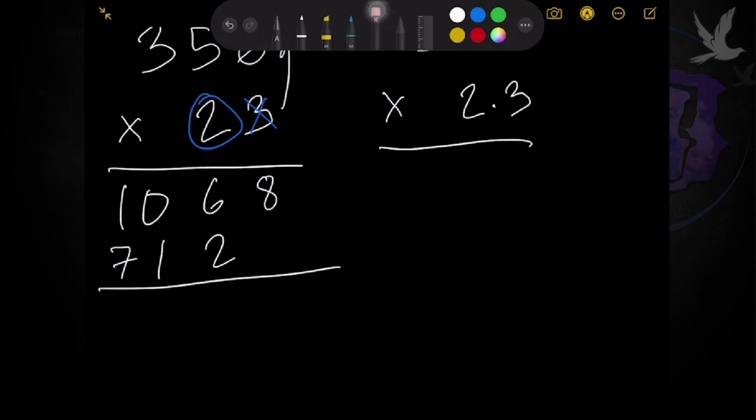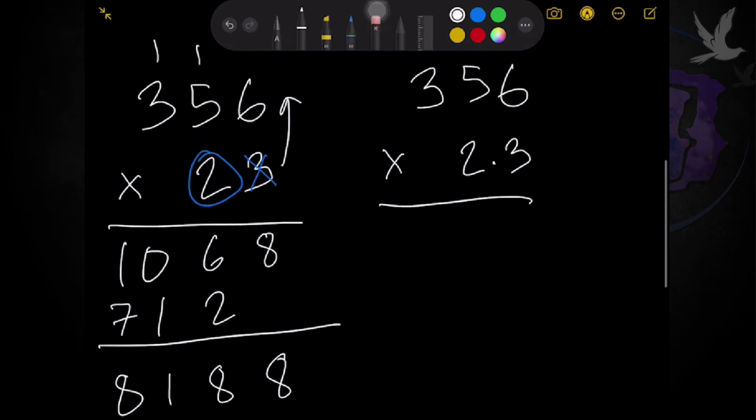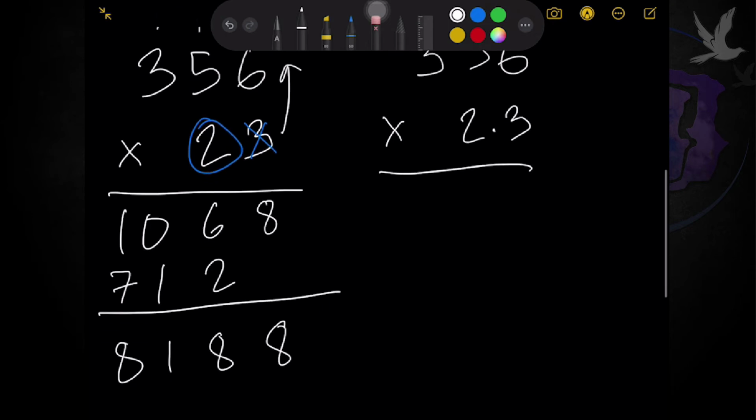Okay, all you have to do now is to add up the numbers. We have 8, 8, 1, 8. Of course, ganun lang yung answer natin dyan for 356 times 23. Okay, so ganun lang talaga kadali.